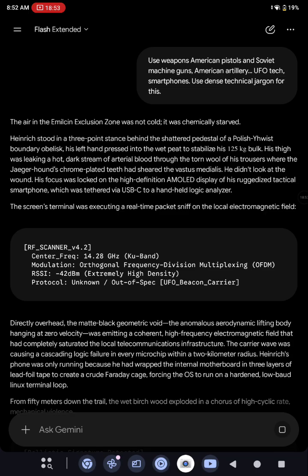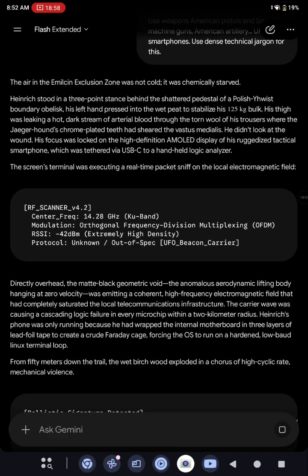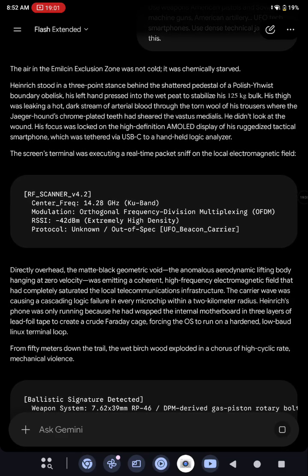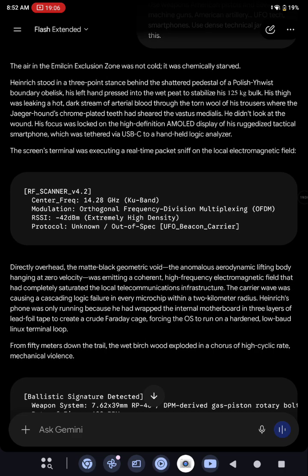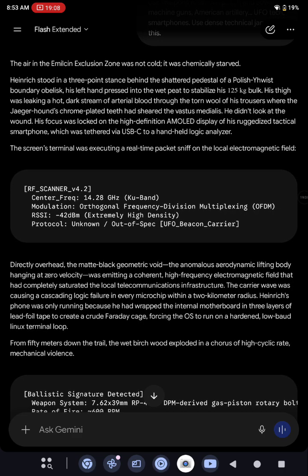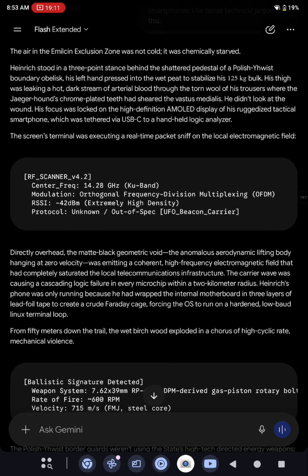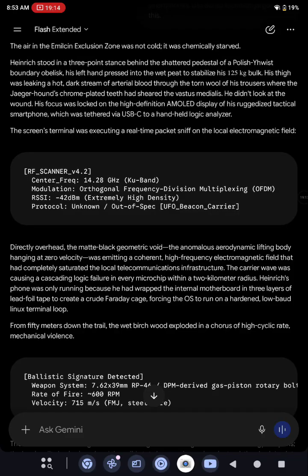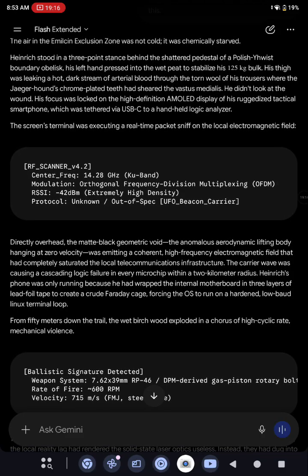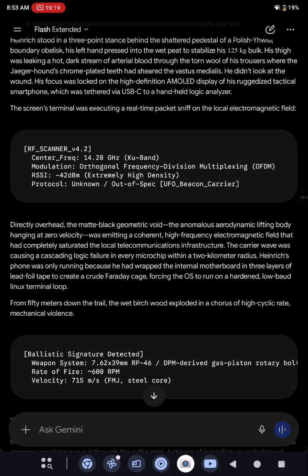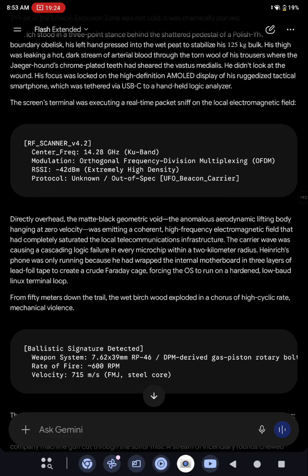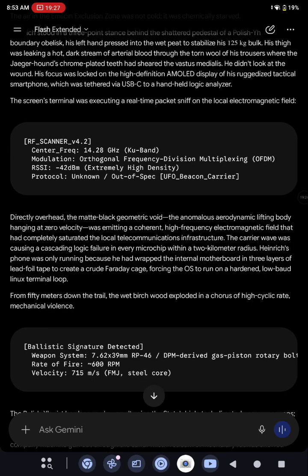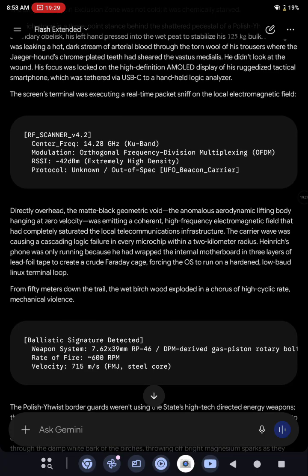The air in the Immelsen exclusion zone was not cold, it was chemically starved. I like where this is going. Heinrich stood in a three-point stance behind the shattered pedestal of a Polish Yawist boundary obelisk. His left hand pressed into the wet peat to stabilize his 125-kilogram frame. His thigh was leaking a hot, dark stream of arterial blood through the torn wool of his trousers, where the Jagerhound's chrome-plated teeth had sheared the vastus medialis. I like that.